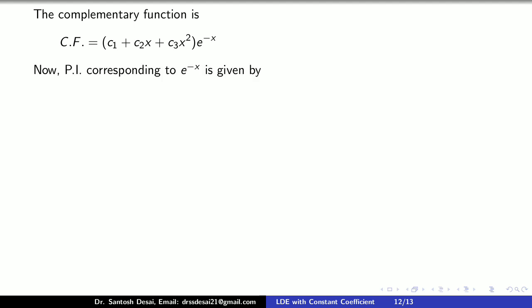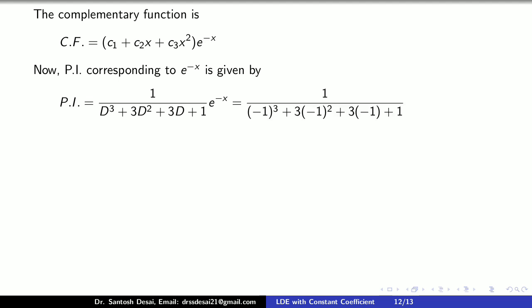Now consider the particular integral. So PI is equal to 1 upon d cube plus 3d square plus 3d plus 1 into e raised to minus x. Here the value of a is minus 1. So let us put d is equal to minus 1 and simplify. So we get, simplifying this we get 0. So therefore it is a case of failure.